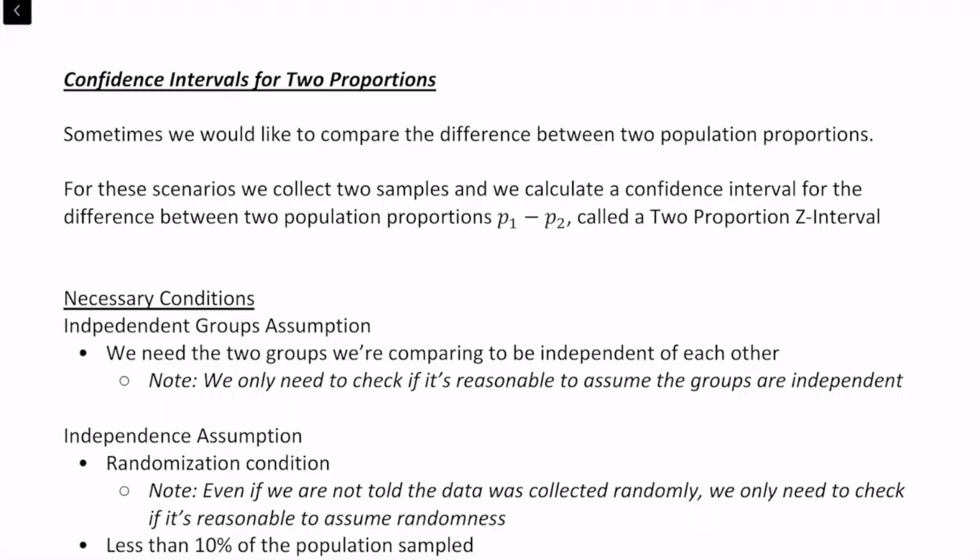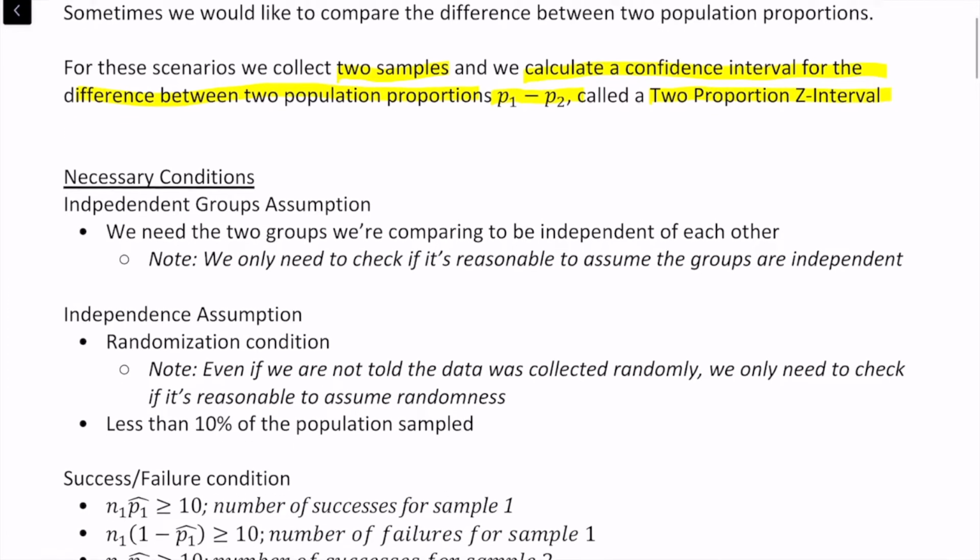For example, let's say we were interested in comparing the proportion of men that earn a $100,000 salary versus the proportion of women that earn $100,000 in salary. In order to do that, we collect two different samples and we calculate a confidence interval for the difference between those two population proportions, which will be P1 minus P2. This process is called the two proportion Z interval. Before we get into how we perform it, let's go over some conditions.